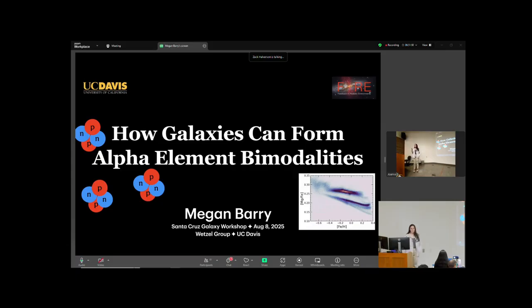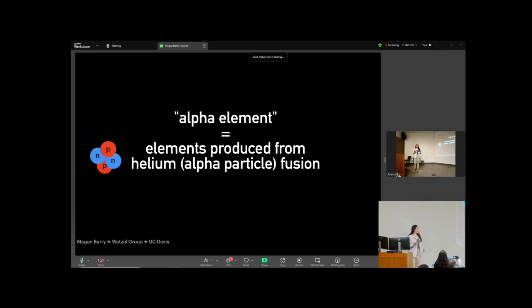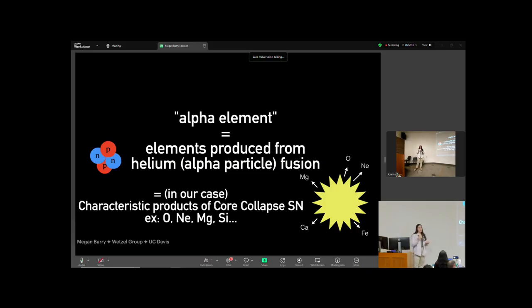So first, probably most of you are wondering what is an alpha element bimodality. So I will go quite extensively through that before I get to any results. So first, when I say alpha element, that is as in a helium nucleus, as in alpha particle, and why those are relevant to us in astro, at least for my purposes, is that elements formed from helium fusion are the primary products of core collapse supernovae. So this is not just the direct products of helium, but any subsequent reactions, the core collapse onion, etc. These are the characteristic products of core collapse supernovae that we can use to kind of trace these events.